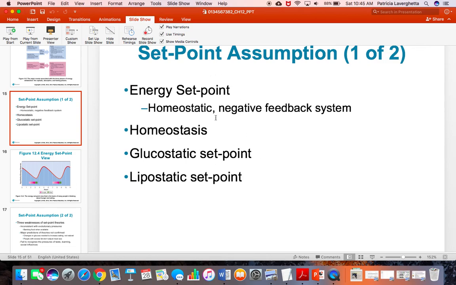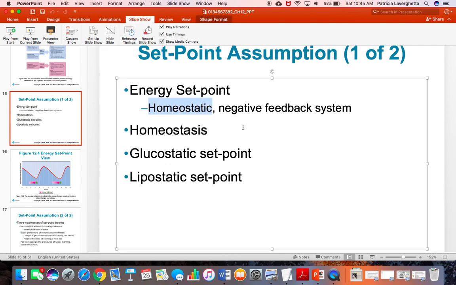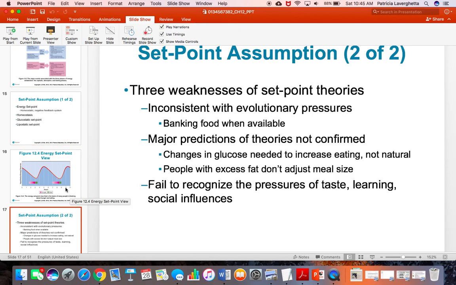The notion of a set point is that there's this sort of ideal weight that your body is working to maintain, essentially. It's like a feedback system, like your thermostat. If you set your thermostat to 75 degrees, it's going to more or less work to keep the temperature at 75 degrees in your home based on feedback systems, right? It's like a feedback loop. And this is the essence of homeostasis, all right? So perhaps there's a certain ideal level of glucose in the blood, or an ideal level of, let's say, fat, the lipostatic set point. The assumption there is that the body seeks to maintain a point.